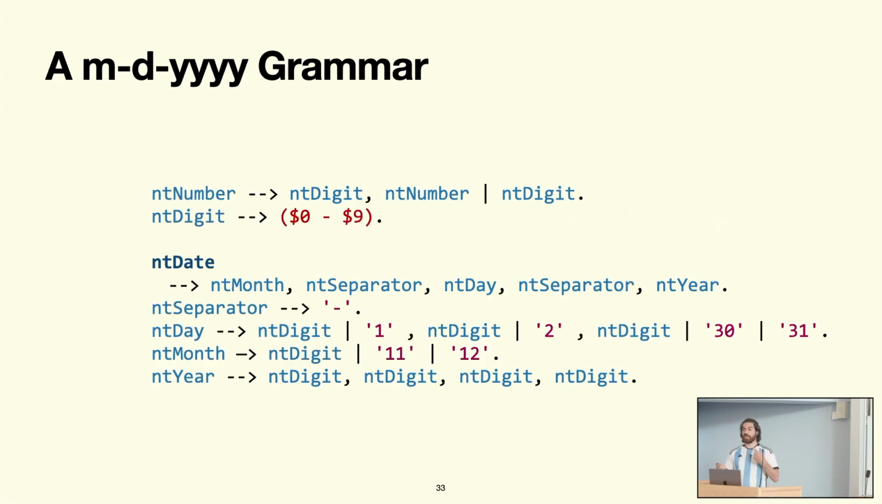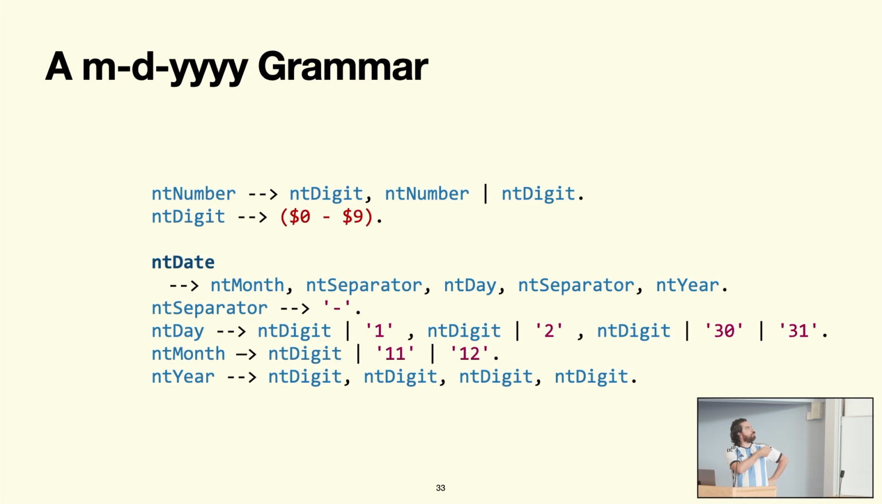So what we can do is change our grammar a bit, to make a smaller grammar that just gives us dates in this format. We can just use a date that gives us month, separator, day, separator, year, and we don't have any of the other patterns.